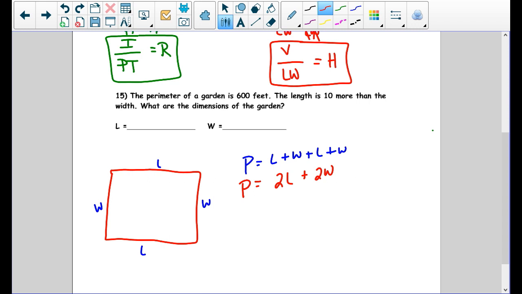Now, it does give me some information here. It says the length is 10 more than the width. Well, do we know the width? No. Well, if width is W, what's length going to be equal to then? It says length is what? 10 more than the width. So how do I write 10 more than the width? Yeah, W plus 10 or 10 plus W. Right? So I'm going to take this and I can plug it in here. Right?